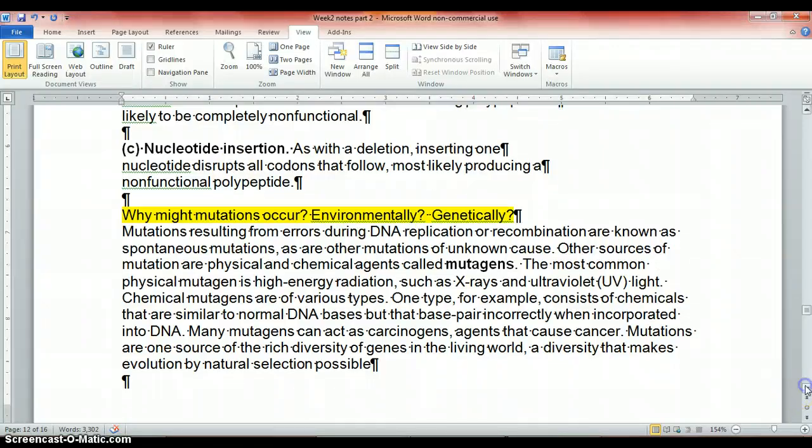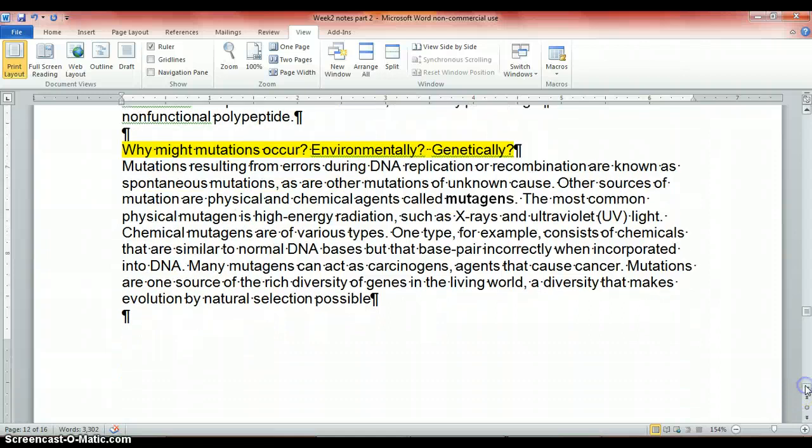So why do mutations occur? Environmental reasons, genetic reasons. Mutations resulting from errors during DNA replication or recombination are known as spontaneous mutations, as are other mutations of unknown cause. Other sources of mutation are physical and chemical agents called mutagens. The most common physical mutagen is high-energy radiation, such as X-rays and UV light. Chemical mutagens are of various types. One type, for example, consists of chemicals that are similar to normal DNA bases, but that base pair incorrectly when incorporated into DNA. Many mutagens can act as carcinogens, agents that cause cancer.